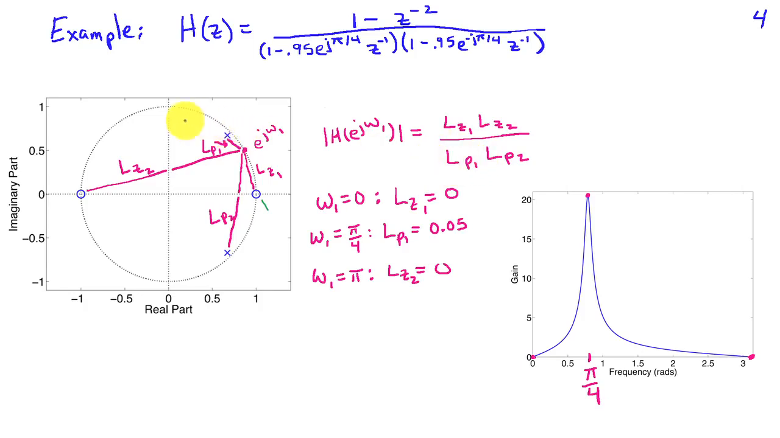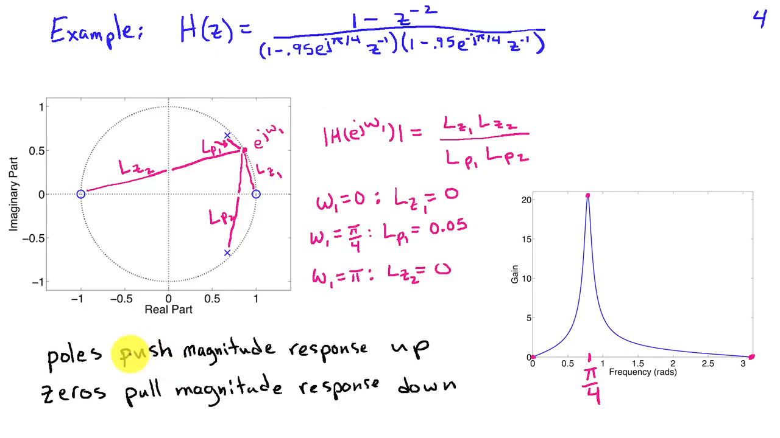And then as I get farther away again, the distances change, and I don't have anything small in the numerator or the denominator, so my response falls off. And then once I get over here near this 0 again, the distance LZ2 is small, where the distances LZ1 and LP1 and LP2 are fairly large. So again, our frequency response goes to 0 as omega 1 approaches pi.